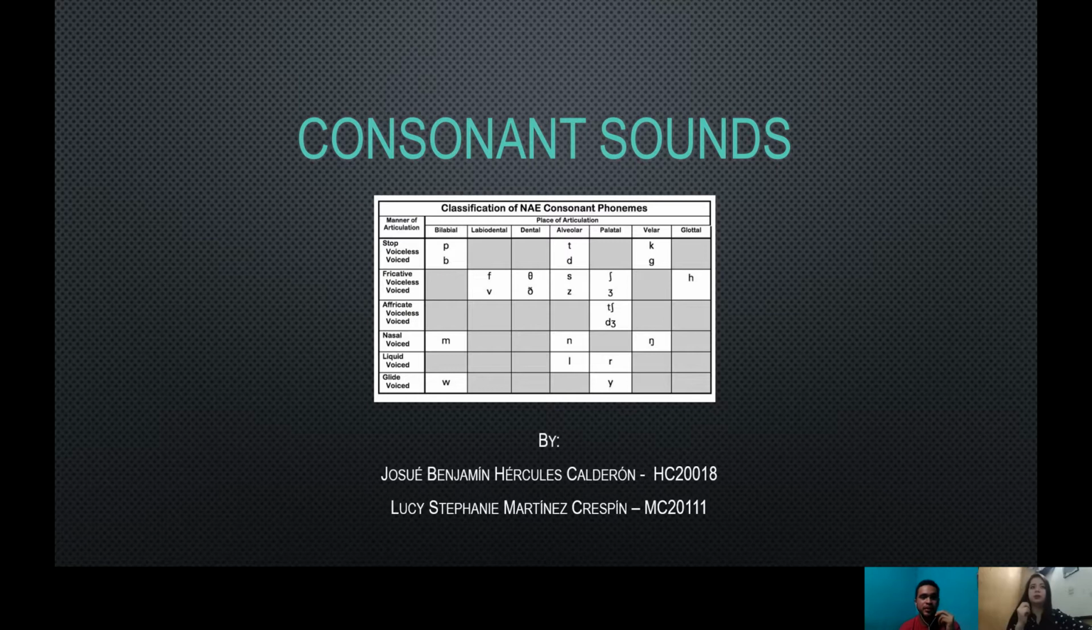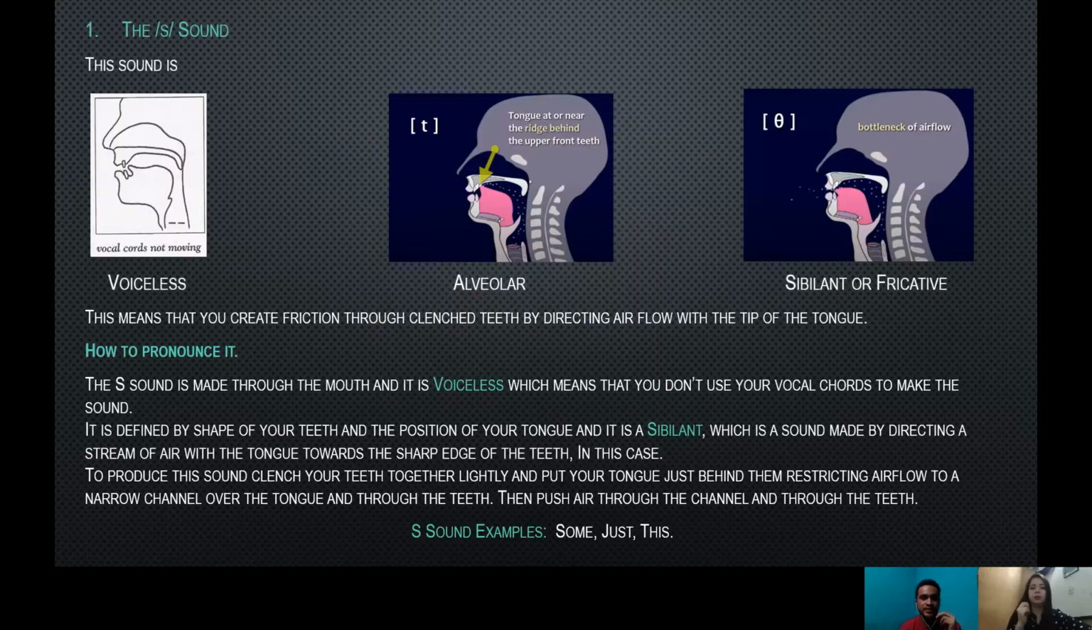We are going to talk about consonant sounds. Okay, the first one is the S sound. This sound is voiceless, alveolar, sibilant, or fricative. This means that you create friction through clenched teeth by directing airflow with the tip of the tongue.